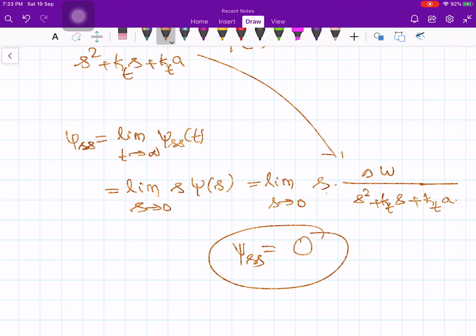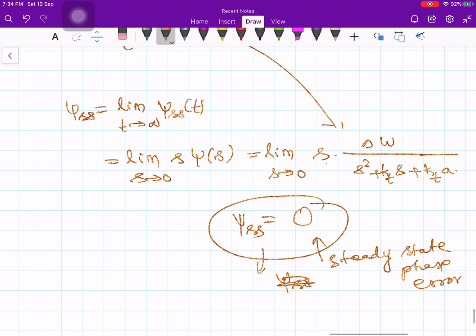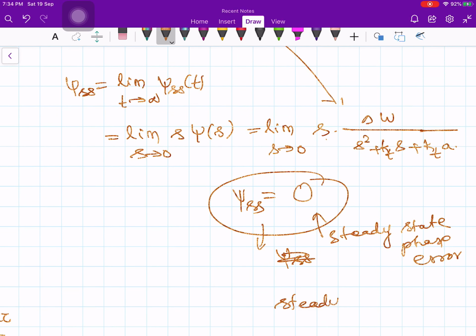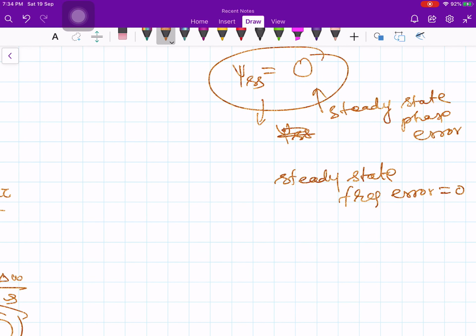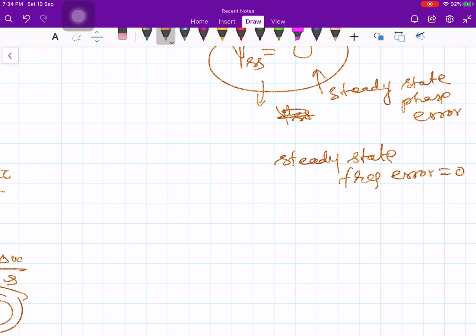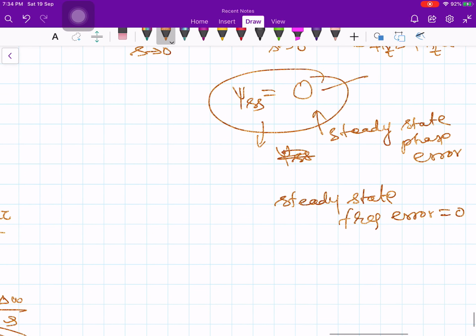So this is what you want. Similarly, you can argue, I will leave that as an exercise for you to complete. The steady state frequency error would be 0. In this case, same argument: this is the steady state phase error. You can similarly argue that steady state frequency error is equal to 0. It's a simple proof. In fact, that is trivially obvious from this, because frequency error is the derivative of the phase error. Since the phase error is already 0, if you take the derivative, then obviously it would be 0 steady state frequency error.